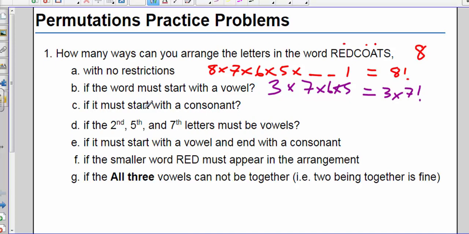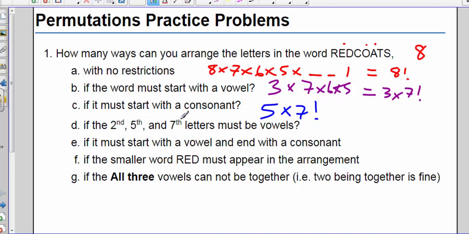So, similar thought process here. If it must start with a consonant, then there are 1, 2, 3, 4, 5 first possibilities. And then the rest of the question should be the same as the previous one. And so it's a 7 times 6 times 5 all the way down to the 1.